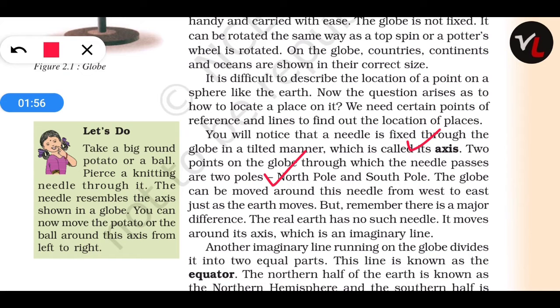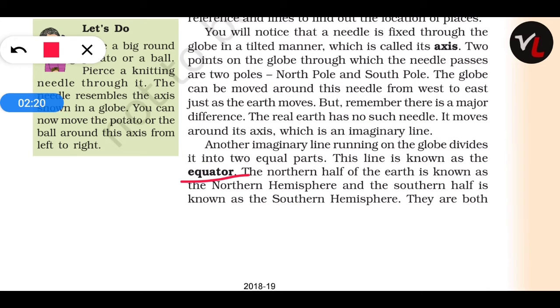We have to remember that there is no real needle for the earth as such. It moves around its axis, which is an imaginary line. So the axis is an imaginary line. Another imaginary line running on the globe that divides it into 2 equal parts is known as the equator. So an imaginary line which is running through the earth, which divides the earth into 2 equal parts.